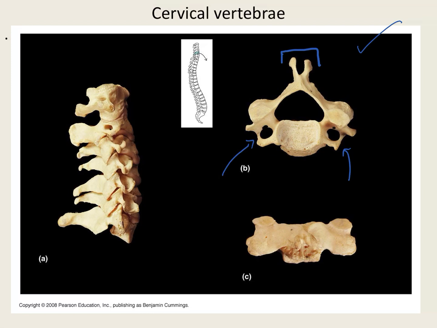Other features that are a little bit lesser, they're not as screaming out at you, is that the vertebral foramen is a triangle. So you can see the shape of this is a triangle. And the superior and inferior articulating processes lie in an oblique plane. So that means that this structure that touches the vertebra above it, that superior articulating process, is at a slant. It's at an oblique plane.